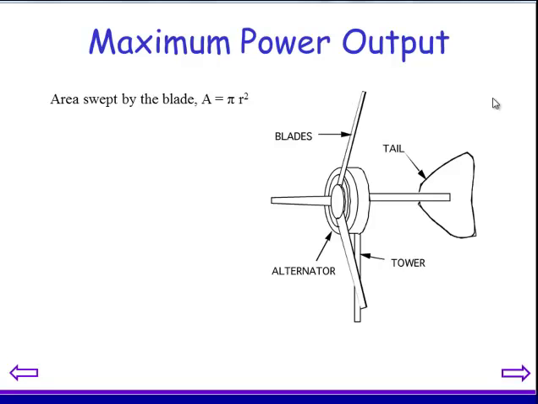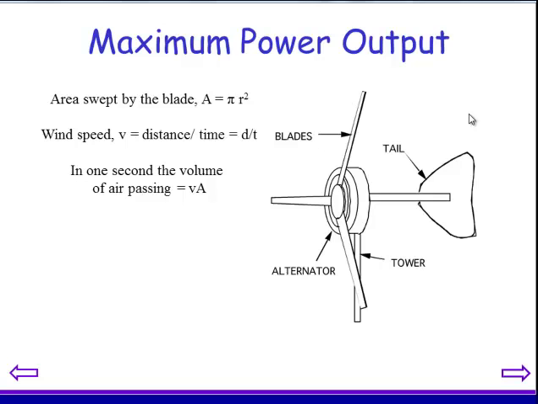First of all, we think about the area swept by the blade. If we think of the length of the blade, that's going to be pi r squared, which gives me the total area through which wind enters the blades. We think about the wind speed, which has a big impact, as the distance travelled per period of time. That means in 1 second the volume of air passing is the velocity times the area.